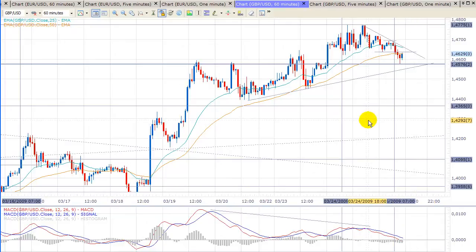Okay, first let's go to the 60-minute charts, and we can see that even when cable has been doing higher lows and higher highs, from yesterday we've got MACD divergence. So at the beginning of the European session we were expecting some move to the downside.